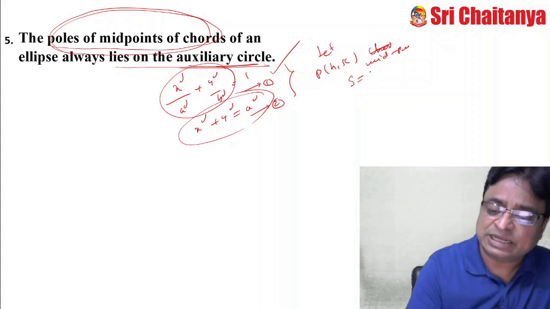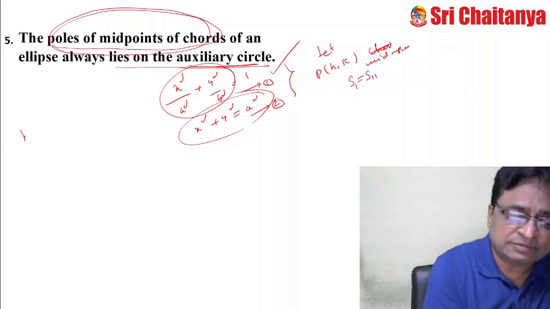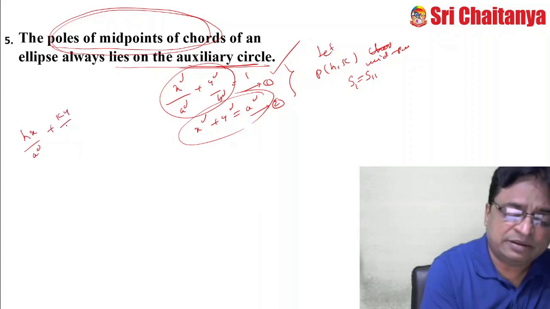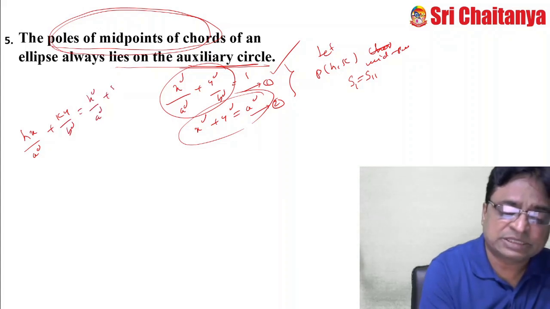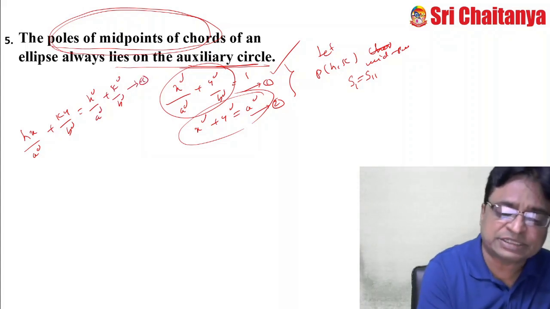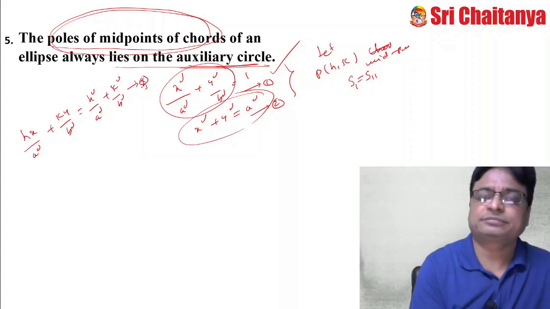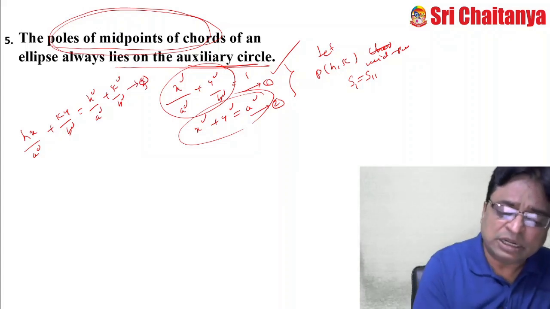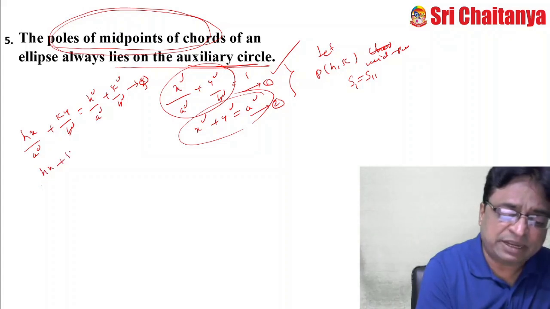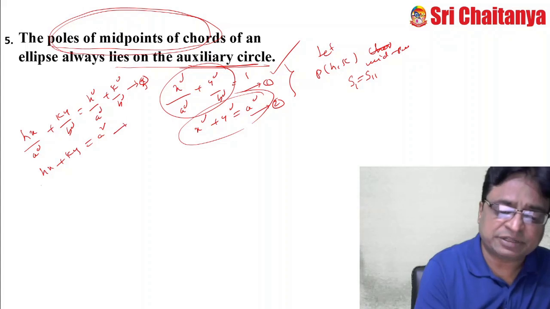S1 is equal to S11. That means Hx by a square plus Ky by b square equals h square by a square plus k square by b square. This is the equation of the chord with respect to the midpoint. This is equation number 3. And what is the polar? Let the polar be Hx plus Ky equal to a square. This is the equation of the polar.